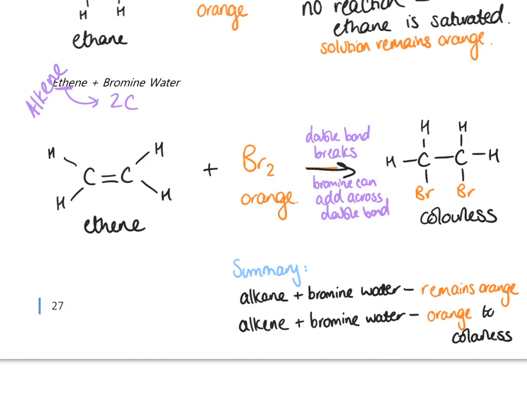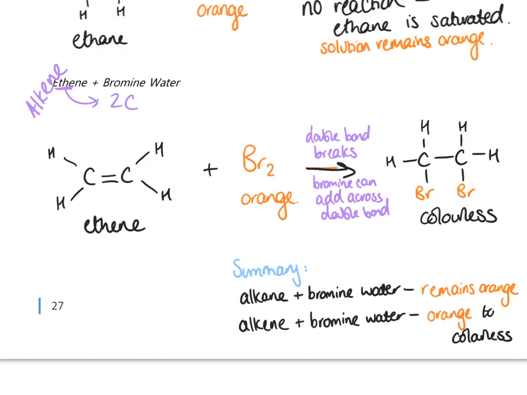So you need to learn your procedure, learn the test: make sure you mix them well. If an alkane is present, the solution will remain orange, but if an alkene is present, the solution will change from orange to colourless. And you could be asked that in maybe a 3 or 4 mark question. How would you distinguish between the likes of hexane and hexene? And you would have to describe what you do and from your results state how you would tell which was hexane and which was hexene.